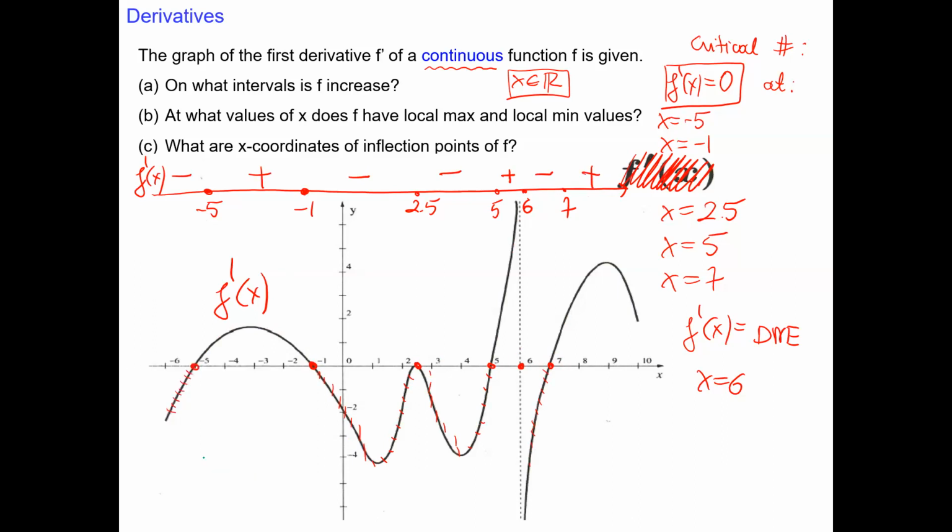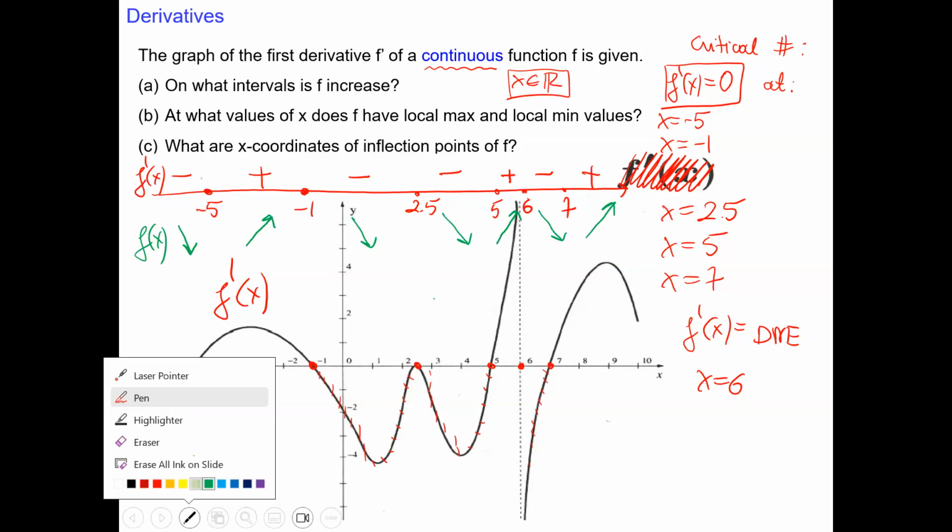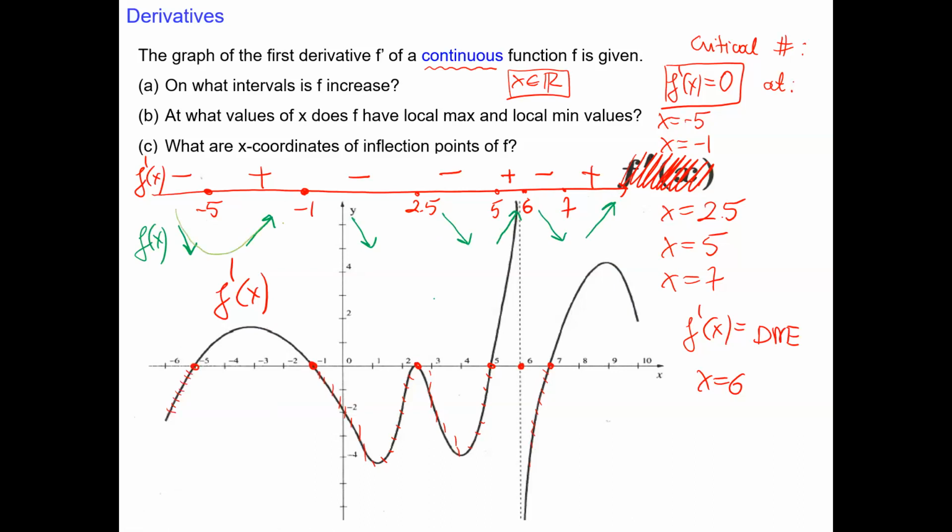Now, what we know about a function: we don't see the function, but we know the sign of the derivative. The function is decreasing, increasing, decreasing, decreasing, increasing, decreasing, increasing. That we can nicely see. I can take local minimum, local maximum, local minimum at 5, local maximum, local minimum.